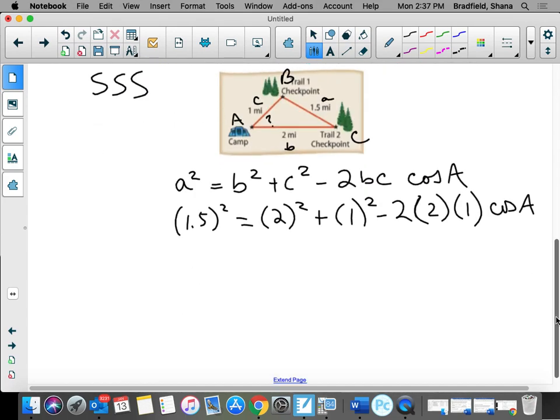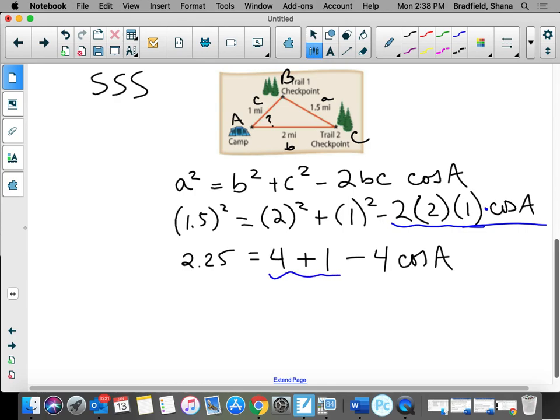So in our equation, we know everything except angle A here. So we'll simplify that. This is 2.25 equals 4 plus 1 minus, and this is kind of tricky because a lot of people will want to actually subtract that, but you'll notice that this is multiplied times cosine A. So that is minus 4 cosine of A. We can put this together, we just don't want to subtract the 4. Again, order of operations, it's multiplied by cosine of A still.